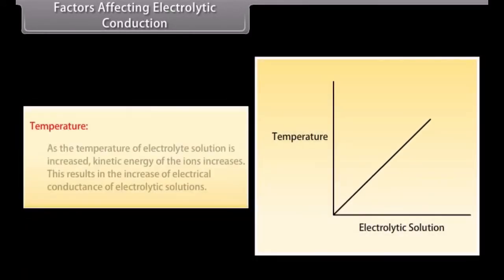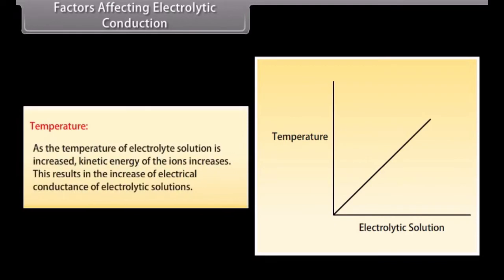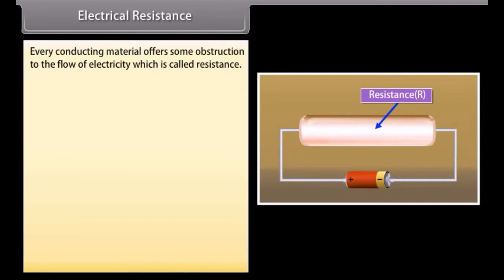Temperature. As the temperature of the electrolyte solution is increased, the kinetic energy of the ions increases. This results in the increase of electrical conductance of electrolytic solutions. Electrical resistance. Every conducting material offers some obstruction to the flow of electricity, which is called resistance.